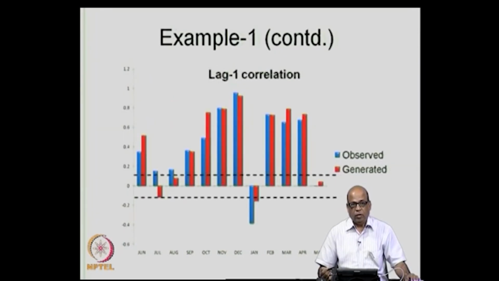So, if you have applications where preservation of the lag 1 serial correlation is extremely important, and you do not want to sacrifice on these 2 months, for example July and January, then you may have to start looking at other possibilities or improvement of this model. Otherwise, this is a fairly acceptable situation.